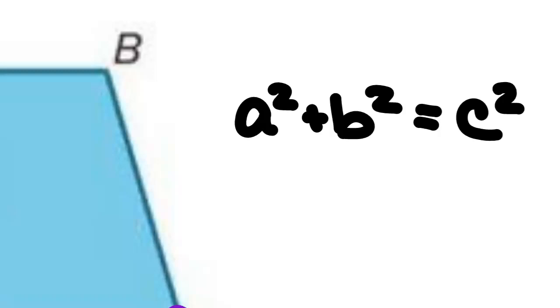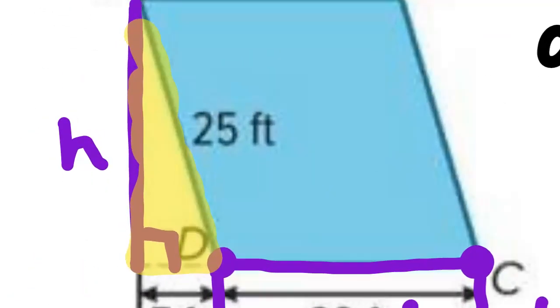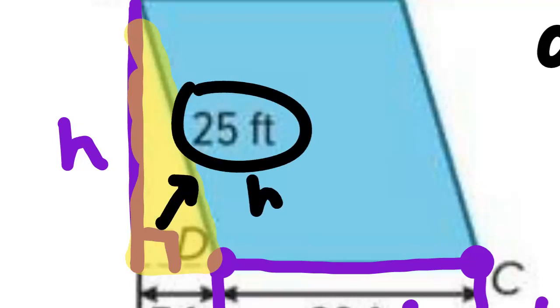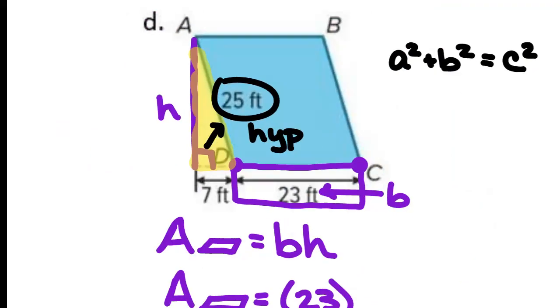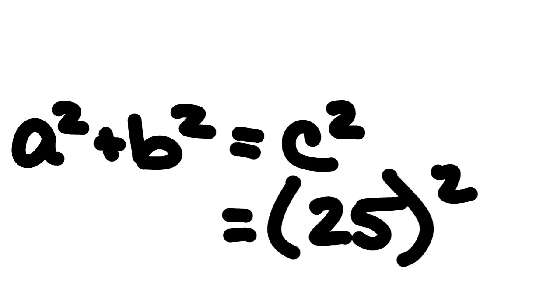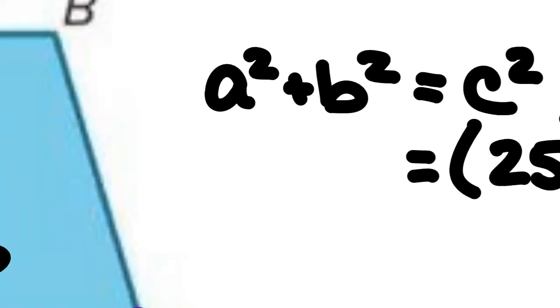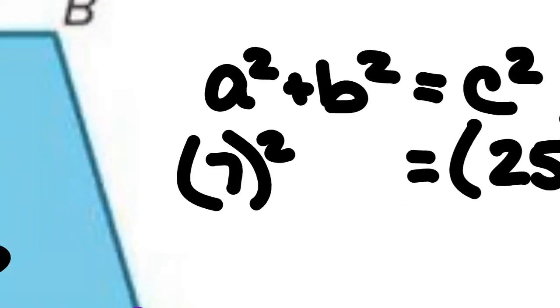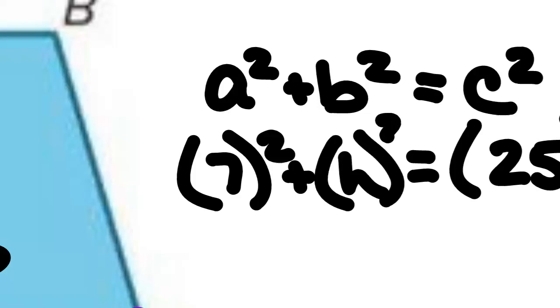And how do I identify the hypotenuse on a right triangle? It's across from the right angle. Which side here is opposite my right angle? 25. So this is my hypotenuse. So I'm going to put that in for C. So I have 25 squared. So then for A or for B, I want to put my two sides. What are the two sides that I have here then? 7 and H. So I have 7 squared plus H squared.